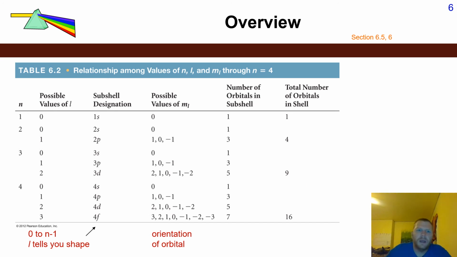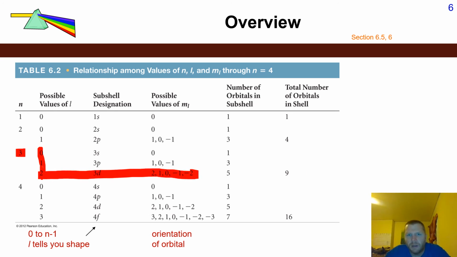So in the event that your N is equal to 3, what are the possible values of L? L can have a value of 0, 1, or 2. And so what does that mean for possible values of M sub L? In the event that L equals 2, you're going to be talking about M sub L values that are +2, +1, 0, -1, -2. Then we have a total of 5 different positions in which we're going to place those electrons.